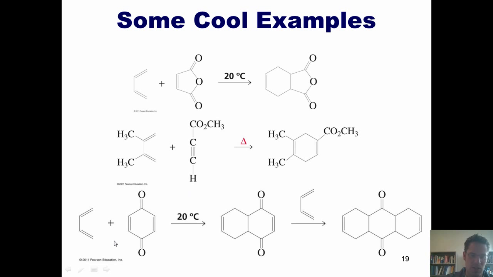And here's another example. If I take butadiene and react it with this molecule, which actually has two alkenes in it, I can get a Diels-Alder reaction occurring on the left side to give me this product. And then if I introduce an excess amount of my butadiene, it will do a second Diels-Alder reaction to the right side of this intermediate to give me this final product.